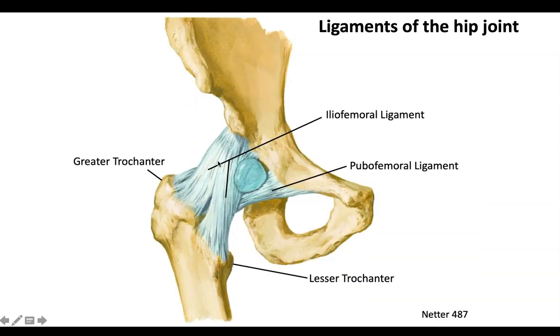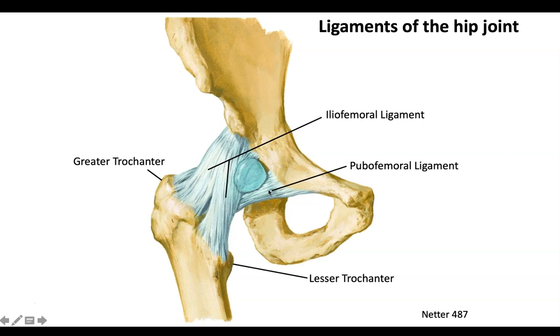The thick parts of the joint capsule form the ligaments of the hip joint. The important ligaments of the hip joint are the iliofemoral ligament. This ligament extends from the anterior inferior iliac spine. It is a Y-shaped ligament, and inferiorly it is attached to the intertrochanteric line. The iliofemoral ligament is one of the strongest ligaments of the body. It prevents hyperextension of the hip joint.